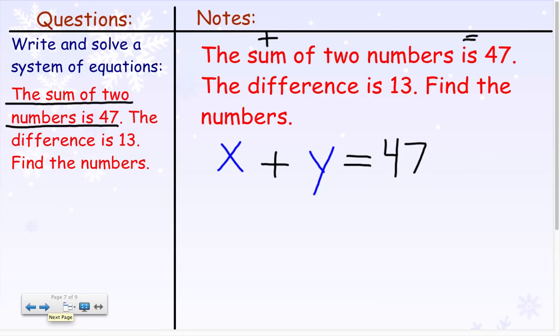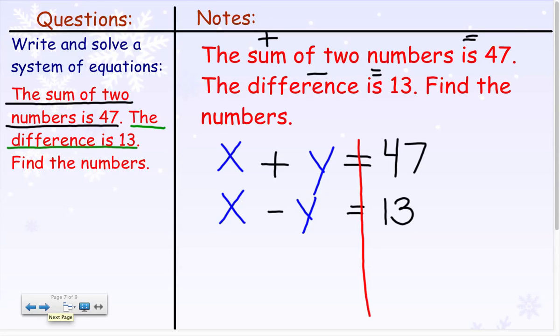Okay, our second equation is going to come from the difference is 13. Well, difference means to subtract, is equals, and then we've got our 13. So the difference of the numbers, that means if I subtract x and y, I end up with 13. So there are my 2 equations. Now it says find the numbers, so that means I need to solve. So I'll draw my train tracks.